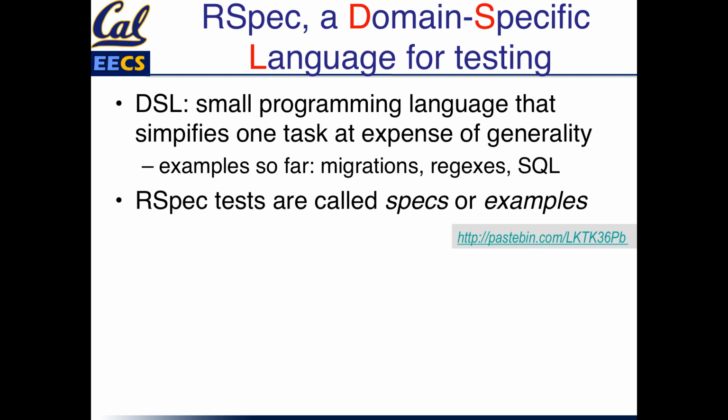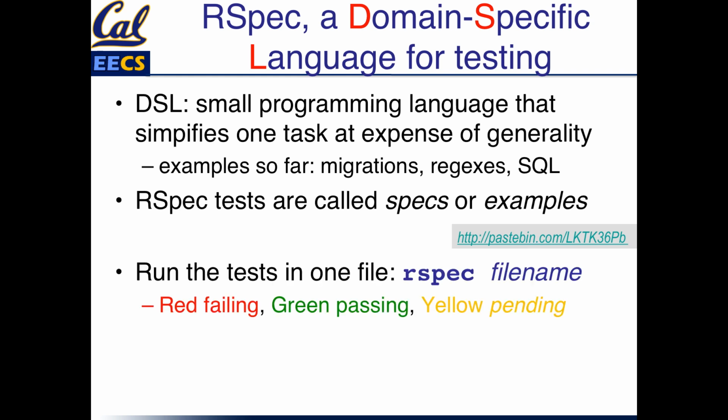So RSpec tests are called specs or examples. Each spec or example tests one behavior. And one way to run the test file is to run the RSpec command against the particular file name, like the file that we just saw. And what you'll see is that you get error messages printed out in red for the tests that fail. Tests that pass will be shown in green. And tests that have not yet been implemented, or so-called pending tests, will be shown in yellow.